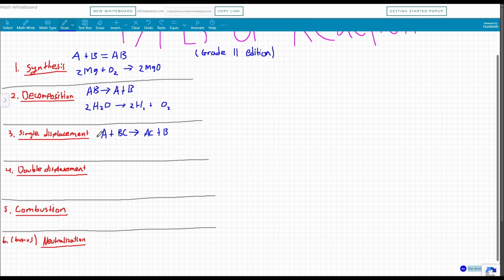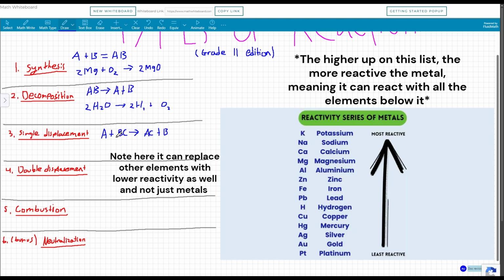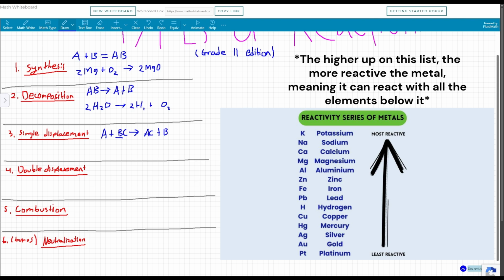This metal, this A here, needs to be more reactive on the metal reactivity chart than this metal for the reaction to occur, because if this one has a lower reactivity than this one, the reaction will not occur. So just keep that in mind, and I'll put the reactivity chart on the screen somewhere for you to see, and you can pause and see if you remember any of them.